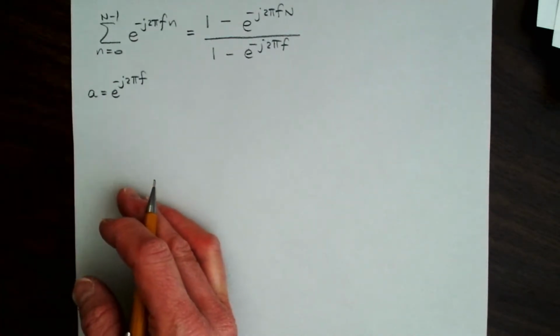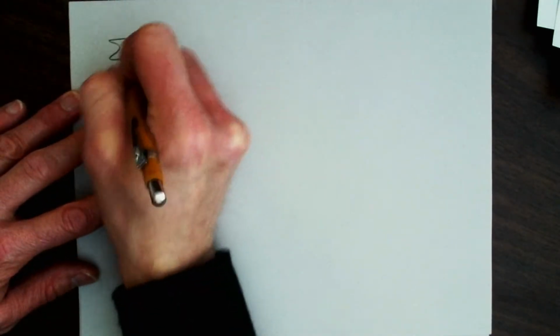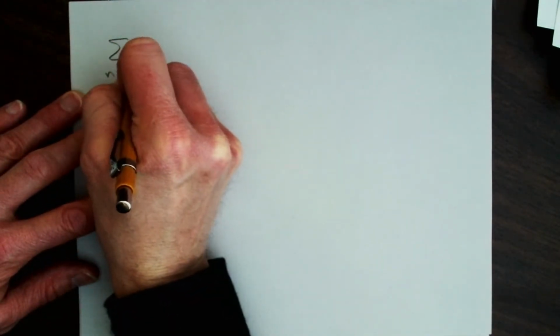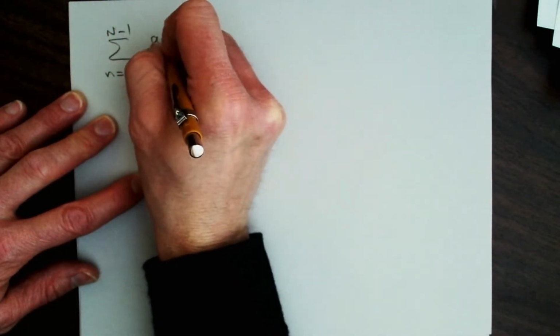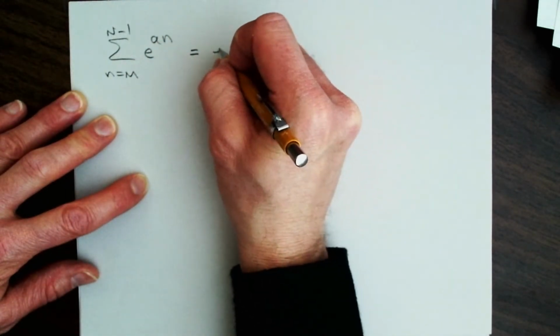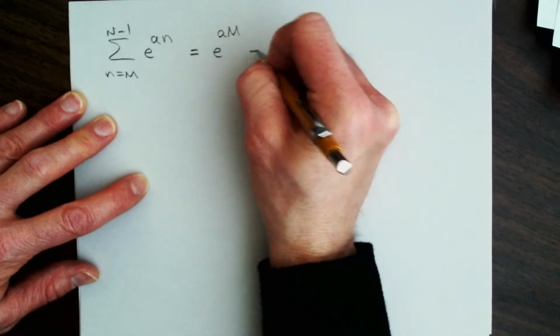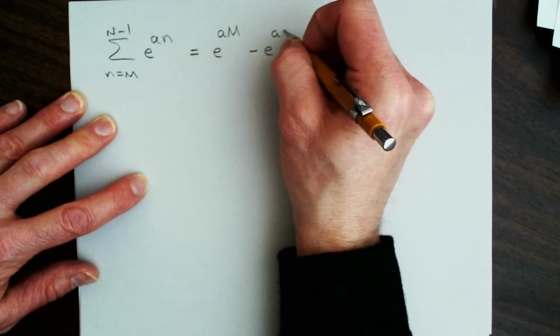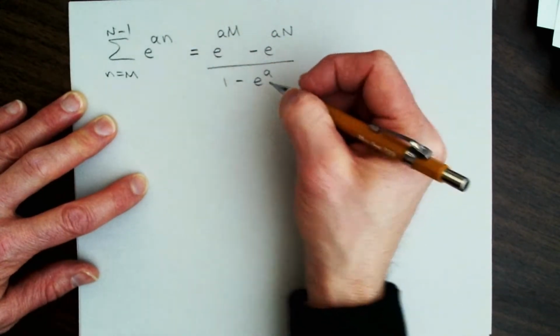To do that, I'd like to step aside and do another example problem here. Let's work this problem. N going from m up to n minus 1, e to the a n. Using our formula from before, we have e to the a lower limit, m, minus e to the a upper limit plus 1, n, over 1 minus e to the a.